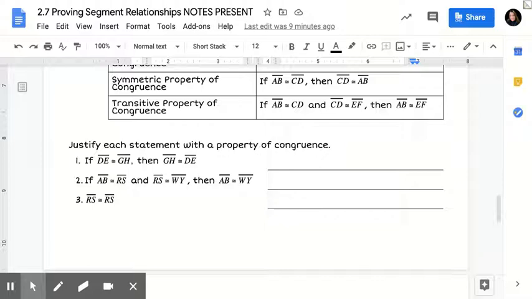So the first statement says if line segment DE is congruent to line segment GH, then line segment GH is congruent to line segment DE. So this is just taking the two and reversing the order. That is the symmetric property.